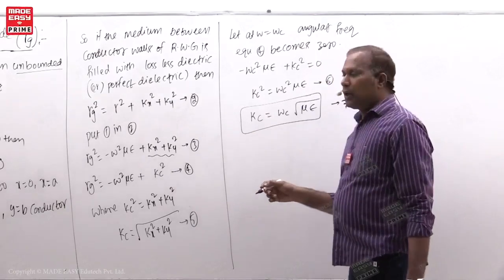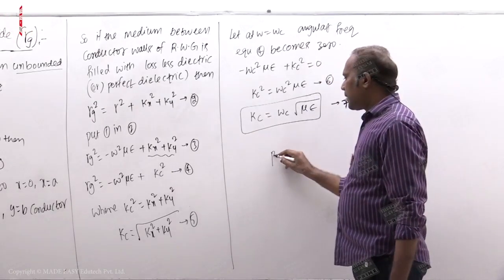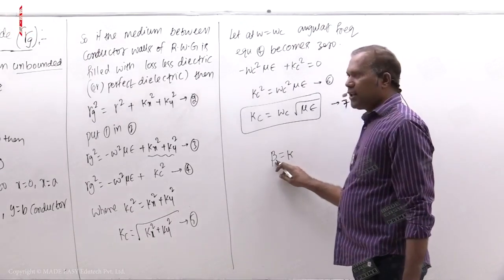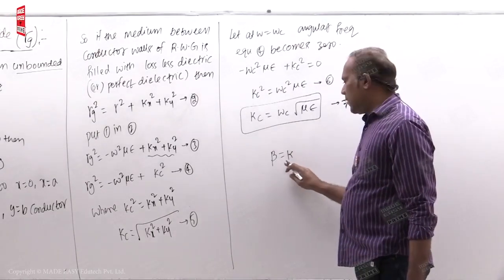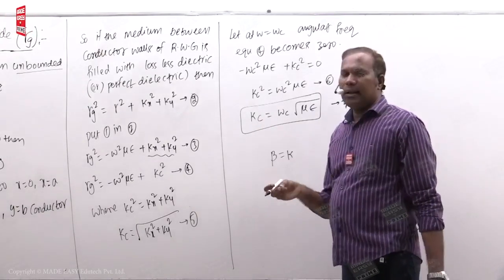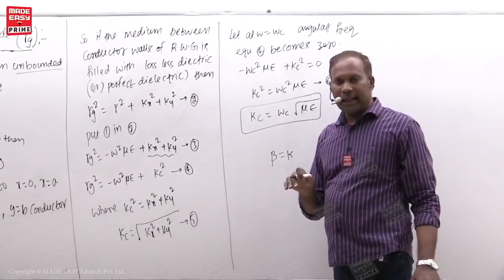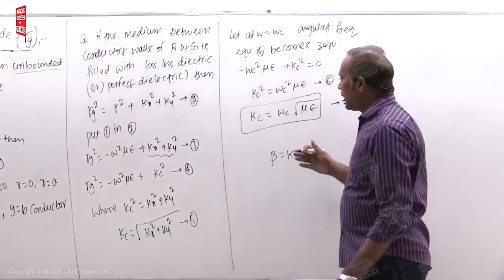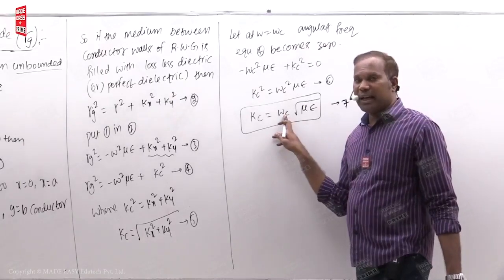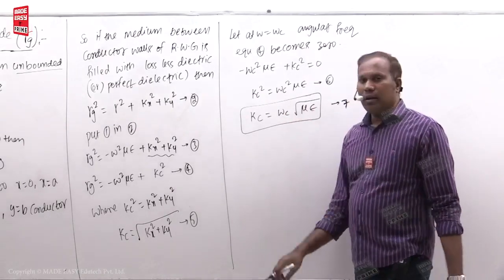So I already told you in uniform plane wave, beta or otherwise k, both are exchangeable. Beta means phase shift constant or otherwise wave number. K means phase shift constant or otherwise wave number. Kc means cutoff phase shift constant or otherwise cutoff wave number. So here that is the kc formula. Every student has to remember that omega c into root of mu epsilon.